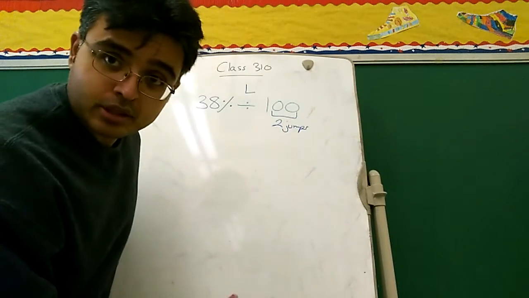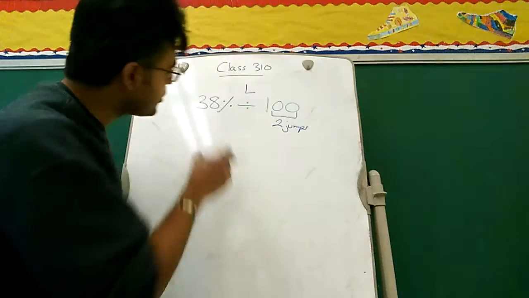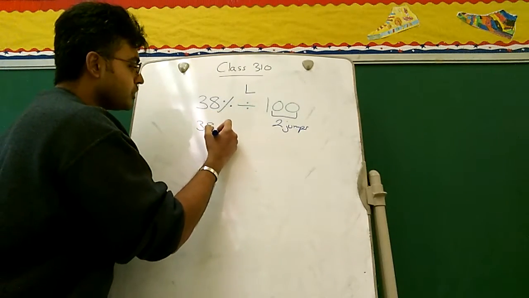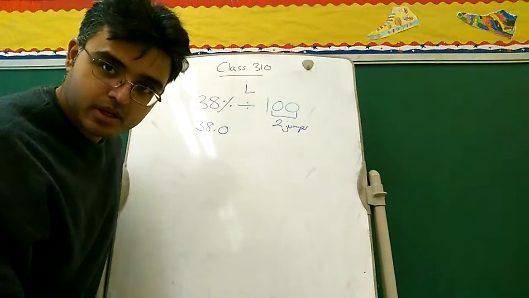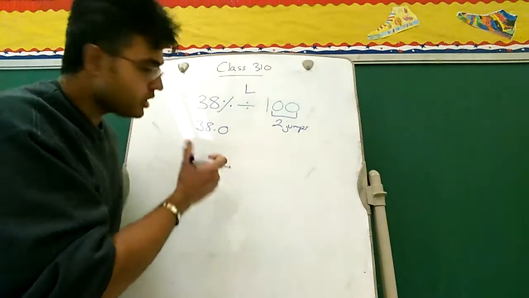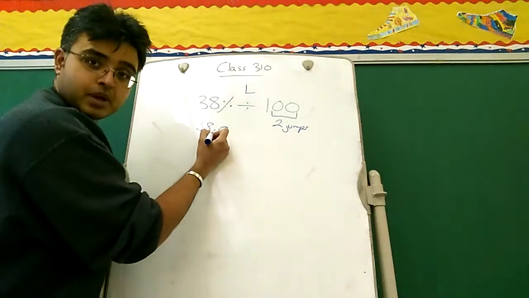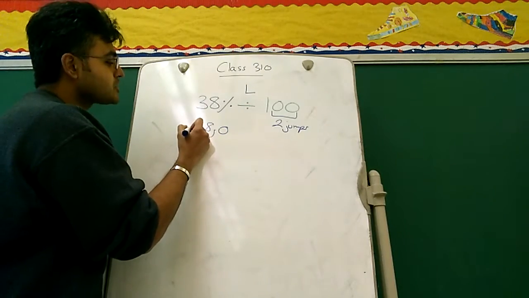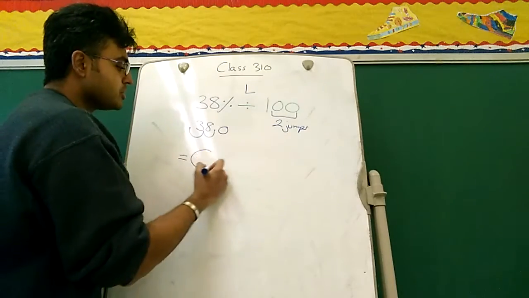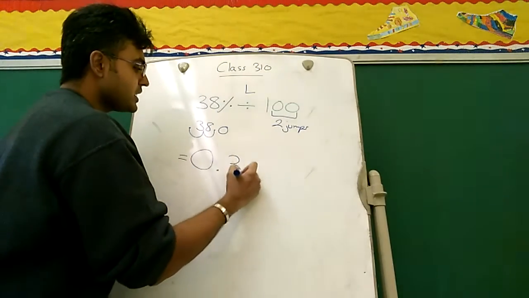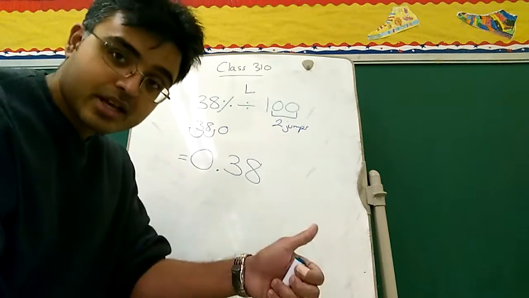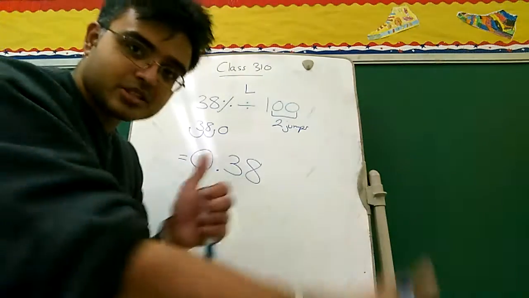And now let's take a look at our number, 38. 38 is basically 38.0. If we write it as a decimal, that's what 38 is. So let's start with a decimal point. We're going to jump 2 spaces to the left. 1, 2, decimal point. Answer, 0.38. And this is how we change decimals to percentages, percentages to decimals.